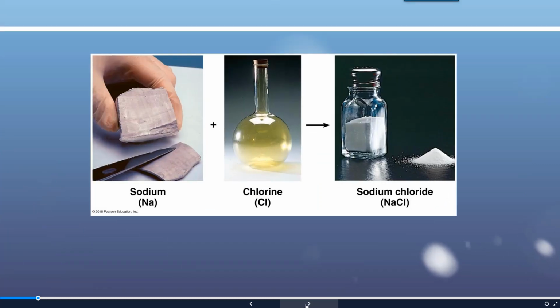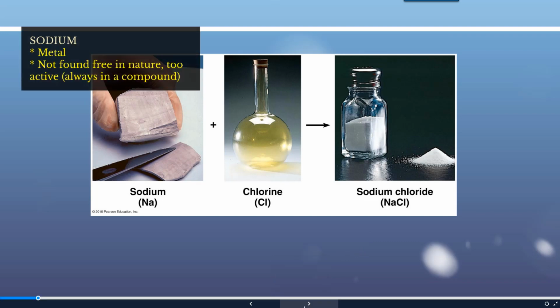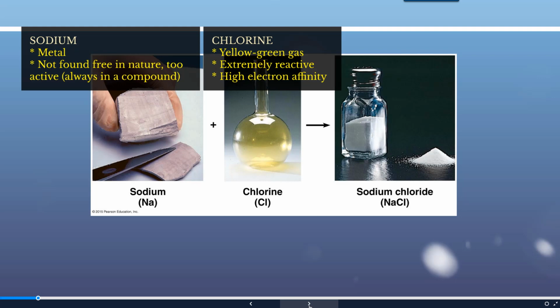So it's important to note that when we're talking about compounds, they can have a different form than the elements that typically make them up. For instance, sodium chloride on the right-hand side, which we refer to as table salt, we commonly encounter and use, and it's a very stable substance. But sodium is normally a metal that's not found free in nature because it's too active, and it's usually in a compound. And chlorine is actually a yellow-green gas that's extremely reactive and highly electronegative. So the actual state of those substances when they're outside of that compound can be different.